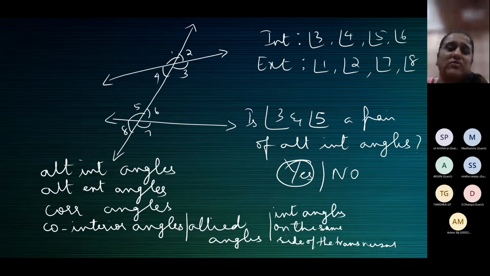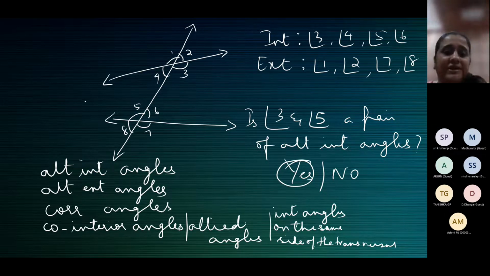So this is where sometimes we get confused, whether they are alternate or not, whether they are corresponding or not. So remember that when two lines, whether parallel or not parallel, are intersected by a transversal, all these angles are formed: alternate interior, alternate exterior, corresponding angles, allied angles. Okay, now let's understand how to identify the positions of these angles.